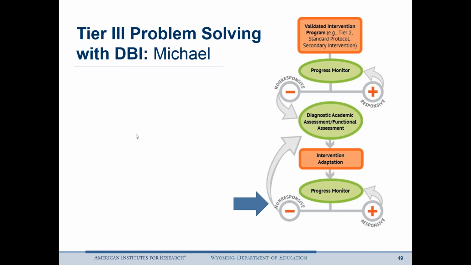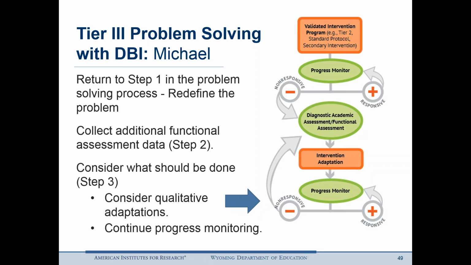The team determines that Michael is not responding to the quantitative adaptation to the intervention and returns to the previous step to identify the problem and begin collecting additional data to determine why the problem exists. Once a new hypothesis is developed, the team determines what should be done.